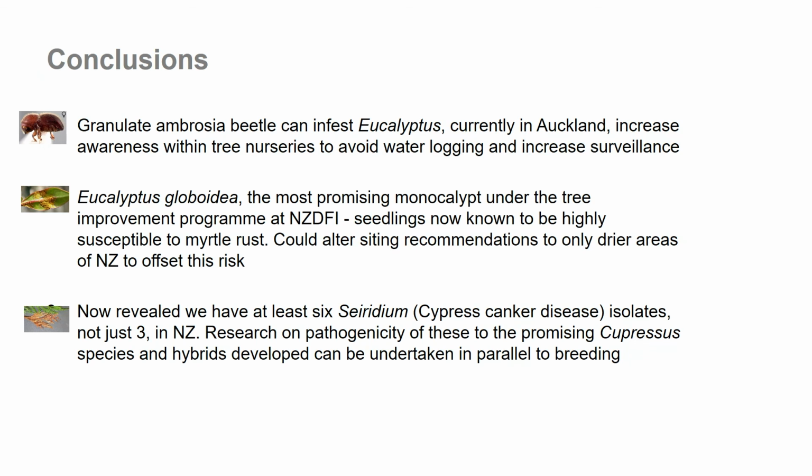So, just to recap, my conclusions from today's talk have been: granulate ambrosia beetle is here in New Zealand. It can infest eucalyptus. It's currently in Auckland, and we need to increase the awareness within tree nurseries of the importance of avoiding waterlogging and other tree stress, and to increase the surveillance for the presence of this pest. Eucalyptus globoidea is the most promising monocalypt under the tree improvement program at the Drylands Forest Initiative. Seedlings are now known to be highly susceptible to myrtle rust, and we should alter siting recommendations to only drier areas of New Zealand to offset this risk.